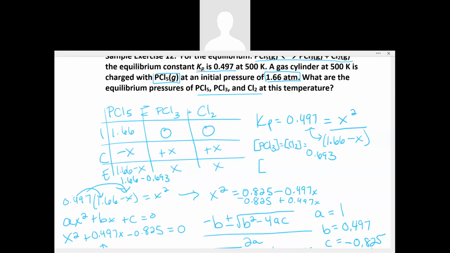And then we also have our pressure of PCl5, to finalize this we plug in 1.66 minus 0.693. That would be about 0.97 atmospheres. So these are our final values over here.